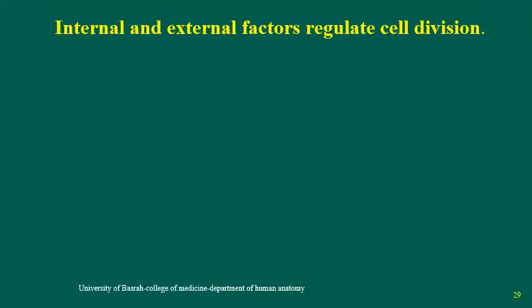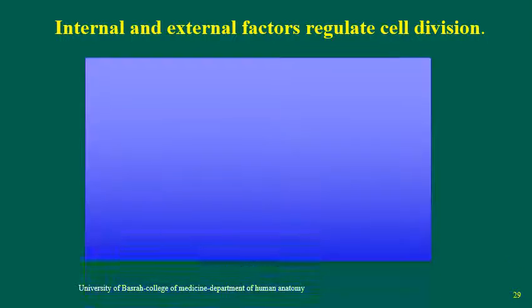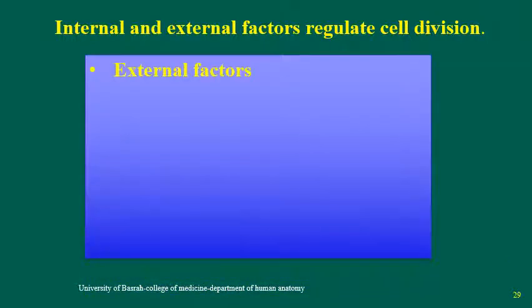Besides the three checkpoints, there are internal and external factors that regulate cell division. External factors are signals that come from outside of the cell that help to control the cell division process.